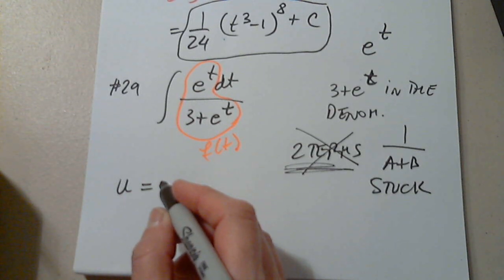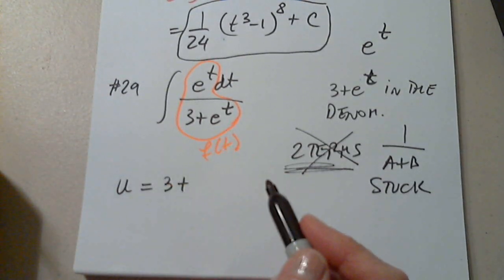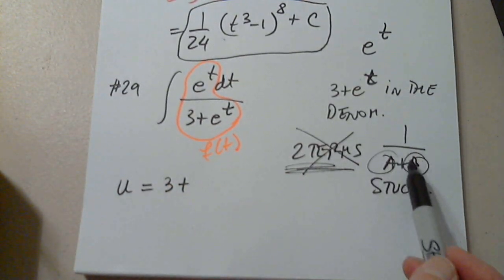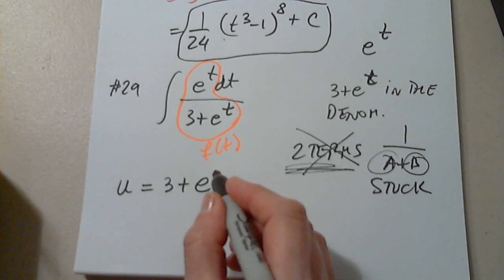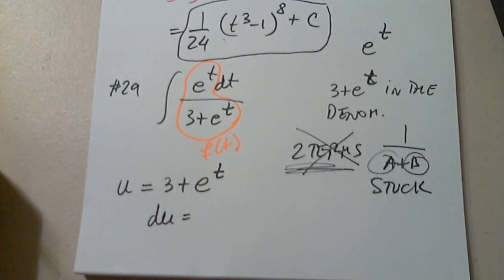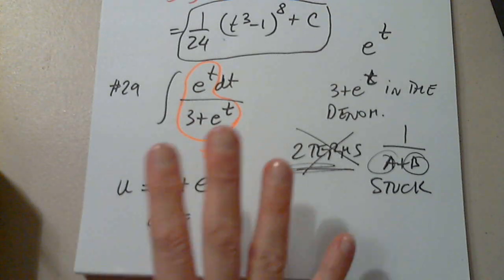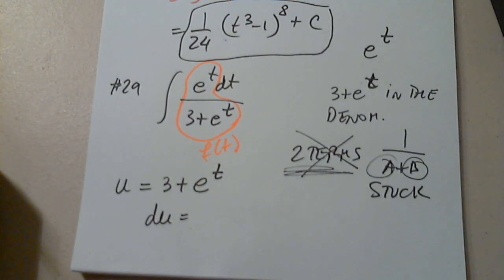So u should be 3 plus e to t. I cannot separate. I cannot just take a and forget about b. Yes, 3 plus e to t. That's it. Now I have to find du. If I find du, I'm in business. With a minor adjustment, the number is not a big deal. So if I can determine du, and it's easy and it's in the problem, I'm in business.